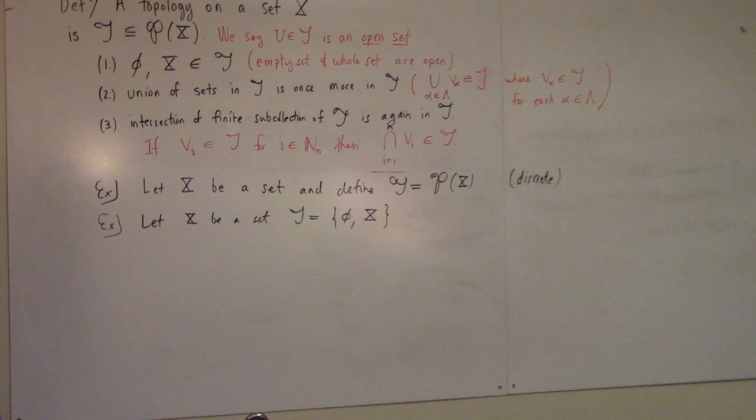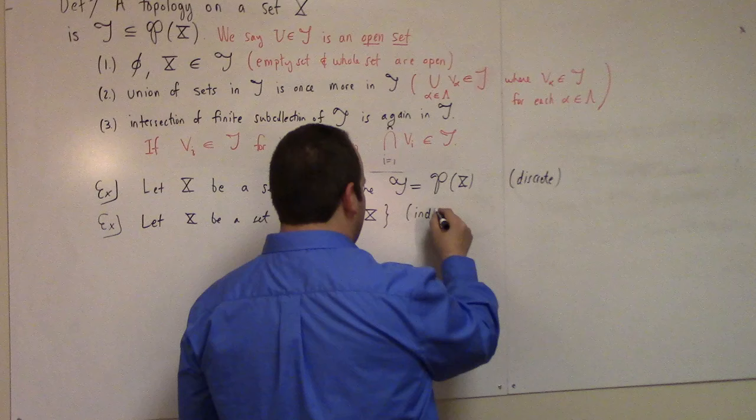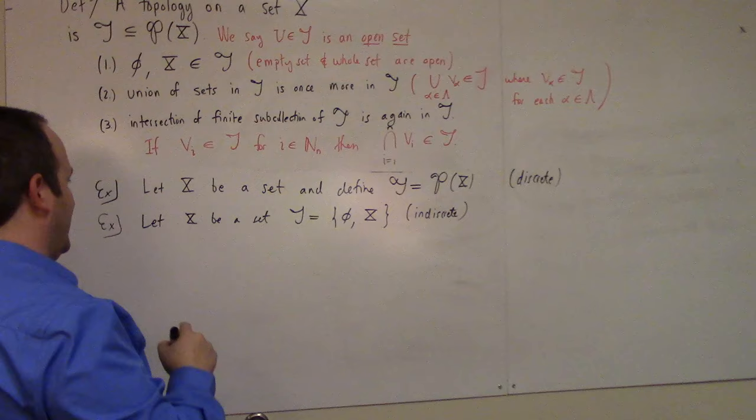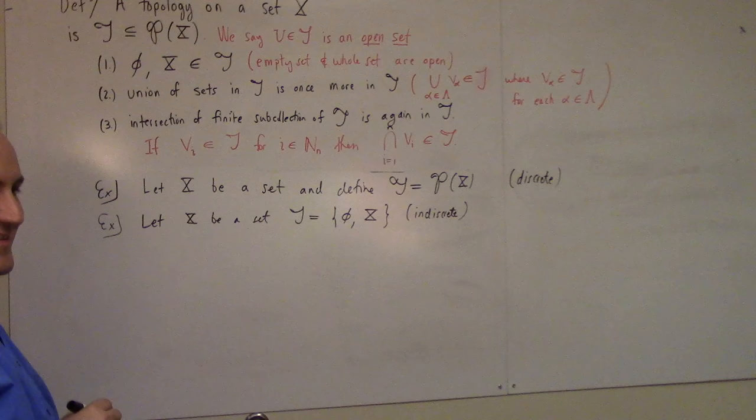Does this satisfy the axioms of a topology? Well, it's made to order for number one. If you union the empty set with X, you get back X again. So that's in there. If you intersect the empty set with X again, you get the empty set. Now, this is what's called the indiscrete topology. I always thought this one seems more indiscreet to me. I like that one better. It sounds broader. But anyway, that's the standard term.